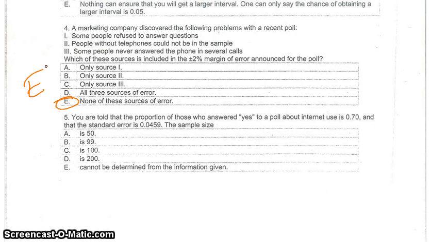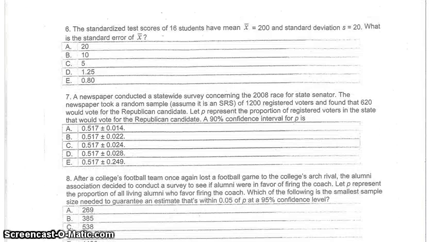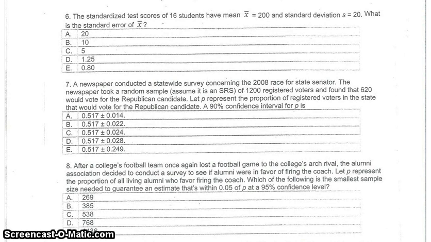You were told that the proportion of those who answered yes to a poll about internet use is 0.70 and that the standard error is 0.0459. Then we use our formula to calculate. So it should be C. Try it. You should be able to do it. Okay, a couple more. Looking at 6, 7, and 8.